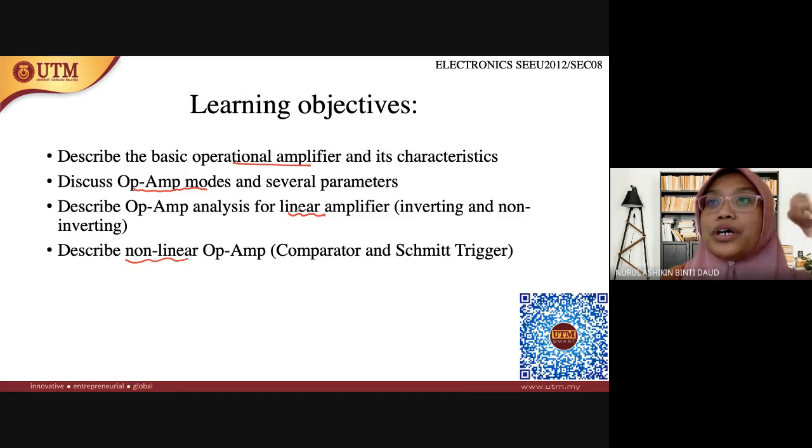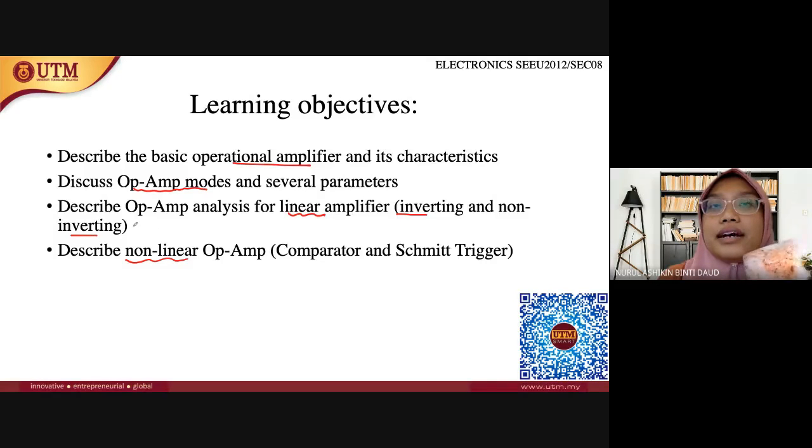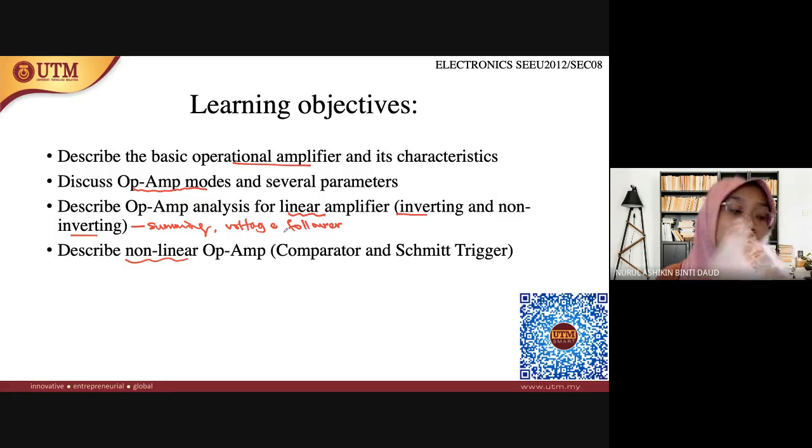tomorrow. Inside linear amplifier, there are inverting and non-inverting, and they have summing application, which can also be divided into two, inverting and non-inverting, and also voltage follower. So this is for linear applications. For non-linear applications, we're going to learn about comparator and Schmitt trigger.